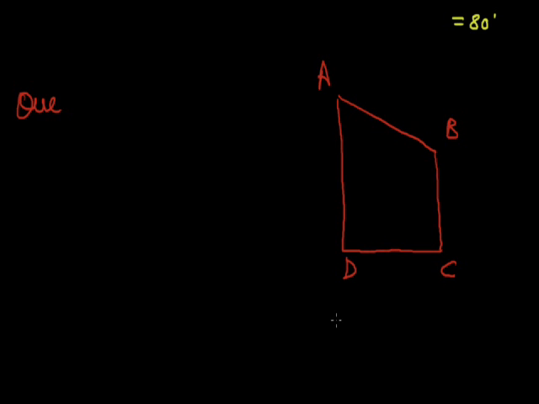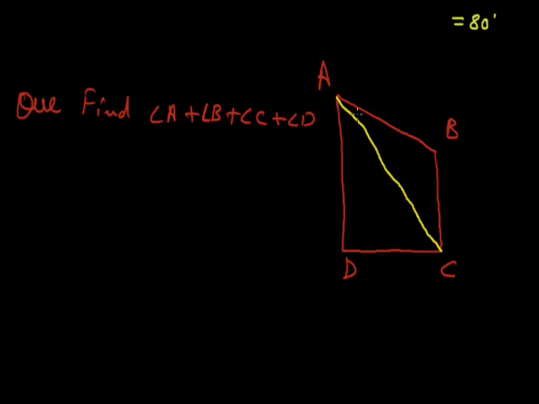Another question, ABCD is a quadrilateral and we have to find the sum of all these angles. To find the sum of all these angles, let us divide this quadrilateral into two triangles and let us name the angles as angle 1, angle 2, angle 3, angle 4, angle 5 and angle 6.